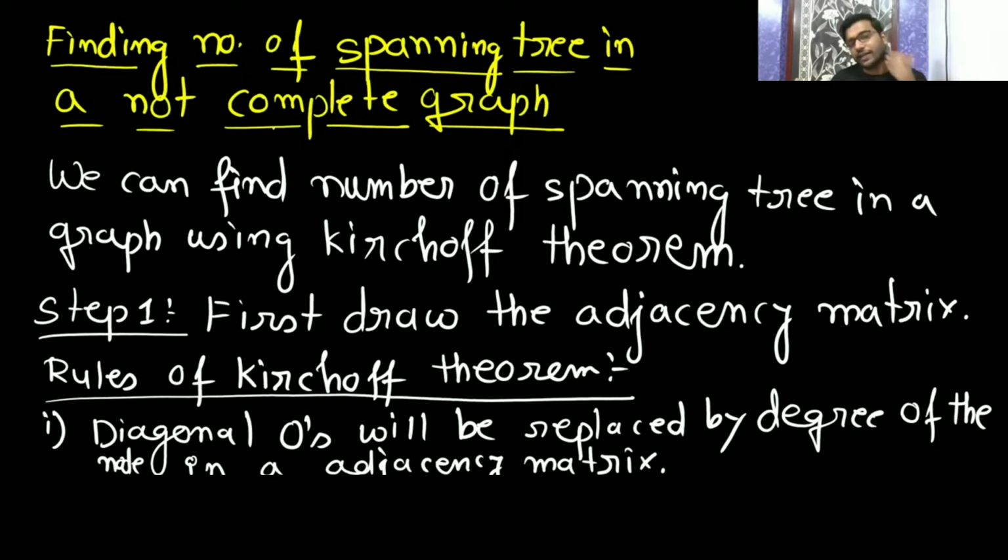Okay, so just let me write the steps that you have to follow to find the number of spanning trees if it is not a complete graph. First you have to draw the adjacency matrix for that graph. Then the diagonal zero will be replaced by the degree of that node in the adjacency matrix. If you're done with that slide, please let me know. I will go to the second slide.